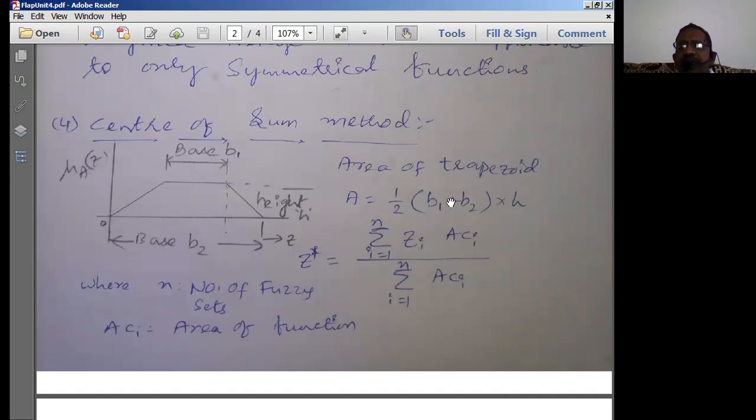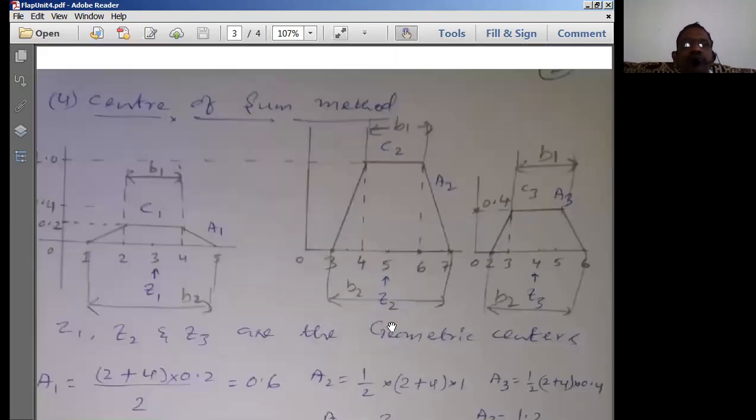Therefore, just keep aside the values of the areas of various membership functions such as trapezoidal, triangular, Gaussian membership functions, bell-shaped curve. If you know all these areas, then you can simply find out this particular crisp data from these results. Let us see how we are going to get it now. Base B1 is from here to here. From here to here it is going to be base B2. So let us solve this now.